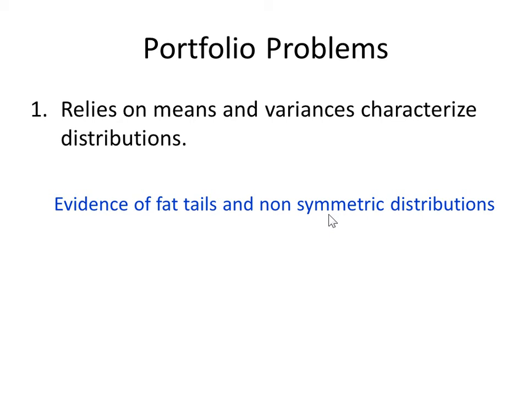Fat tails in particular mean that there is a higher probability of adverse events than is given by our standard normal distribution. For example, let's take a return that is 4 or 5, 6, maybe even 10 standard deviations away from the mean. The probability of that happening is higher than we would project using the normal distribution, or for that matter, many standard symmetric distributions. Same thing on the top high end.